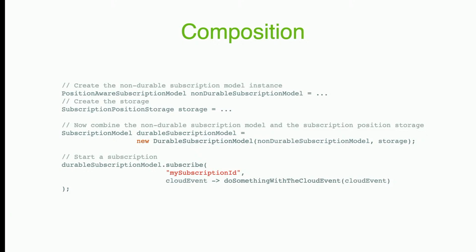And then you can compose this. I didn't have an example of that, but you can compose this with other subscription models. For example, I've implemented this competing consumer subscription model. If you have distributed consumers on different nodes, and you don't want every consumer to get all of your events, then you can use a competing consumer subscription model.